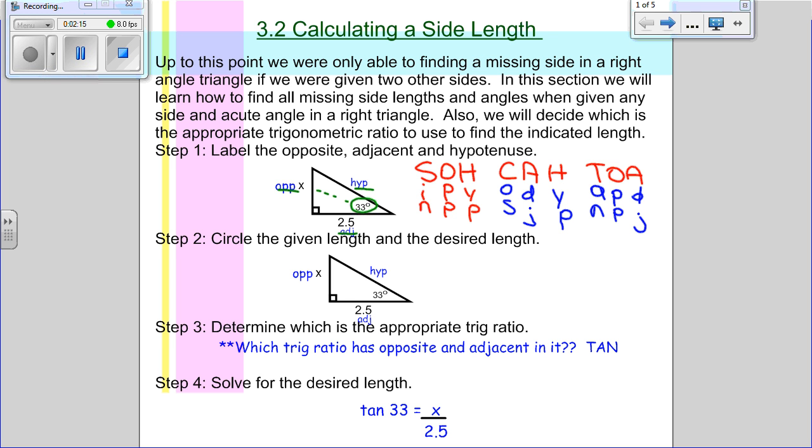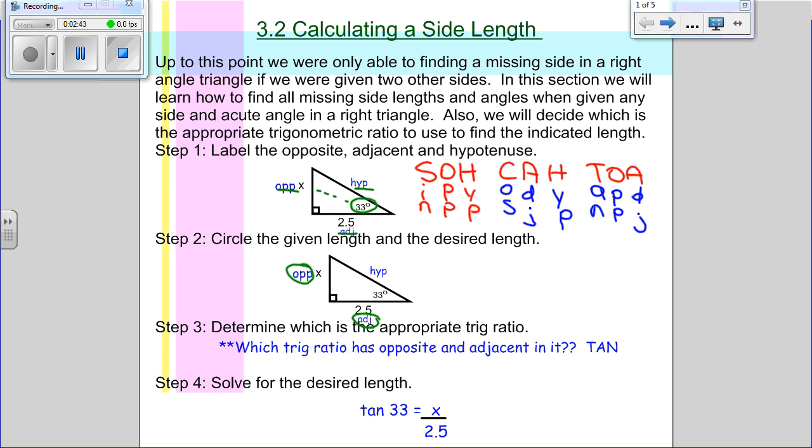Once you're given your triangle and you've labeled them properly, I want you to circle the side lengths that you know. So in our case, we're going to circle the adjacent side because we know it's 2.5. And then I want you to circle the side length that you want. We want to figure out what the opposite is because it's the side that was labeled x. And you're always trying to solve for whatever is labeled x.